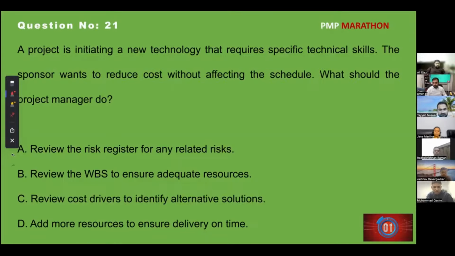A, C, D. Okay. A project is initiating a new technology. The sponsor wants to reduce cost without affecting the schedule. What should the project manager do? Review the risk register for any unrelated risk. Review the work breakdown structure. Review cost.